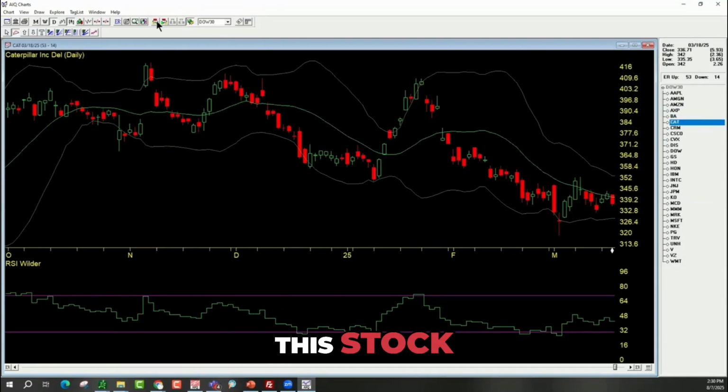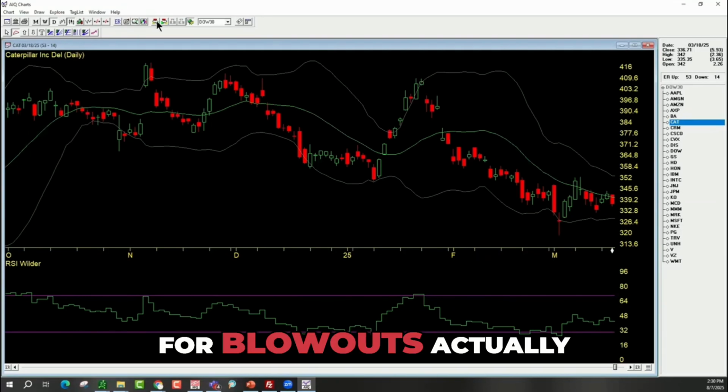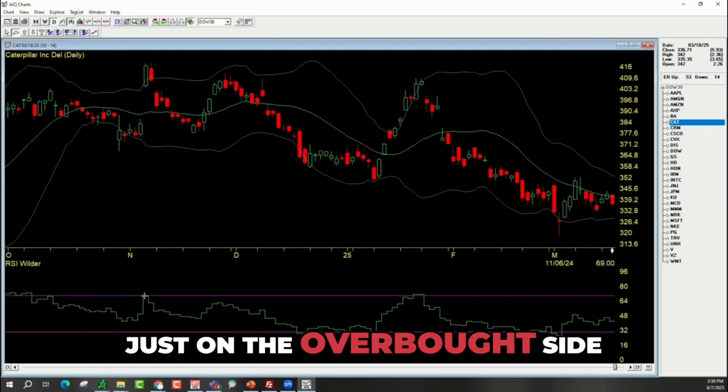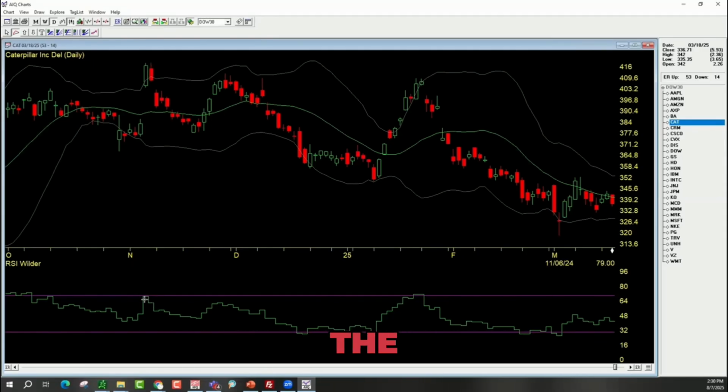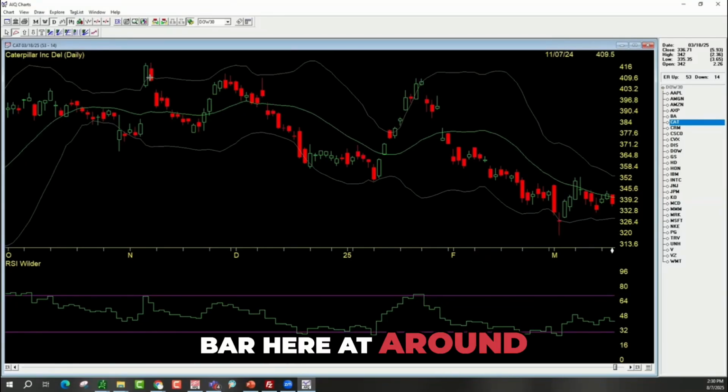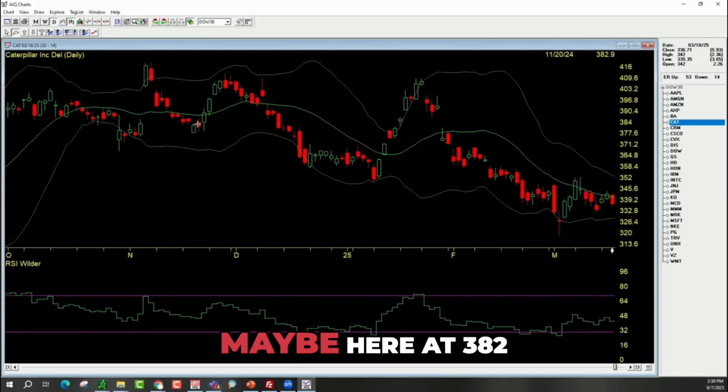Yeah, so this stock, Caterpillar's pretty good on this for blowouts, actually. This one has one up here, a big blowout up here. RSI Wilder was just on the overbought side line itself, and then price action moved back down, cut through the moving average. You'd have been out with a trading stop here. So you might have got in on this bar here at around 409 short. Once you got to maybe here at 382, it's over. That's not bad. I mean, that's 27 points on a $380 stock, 4 or 5%.